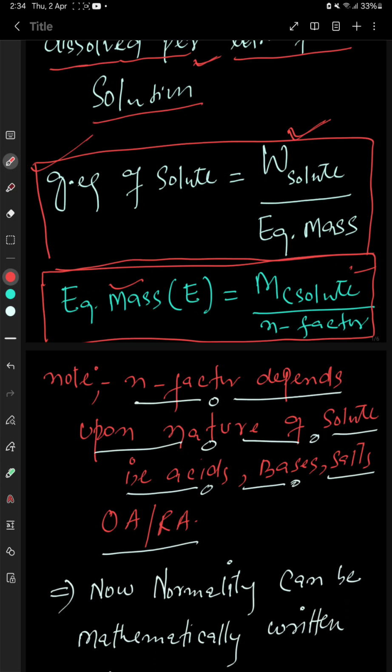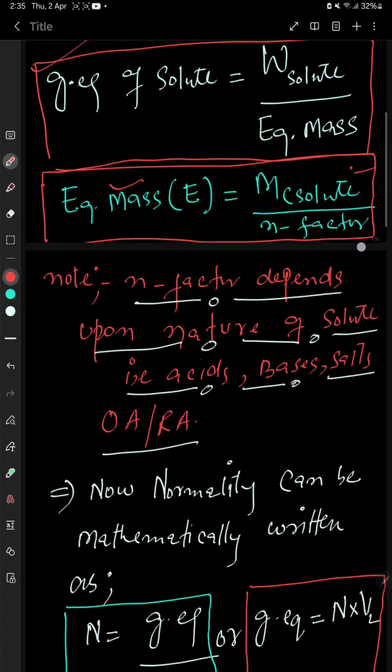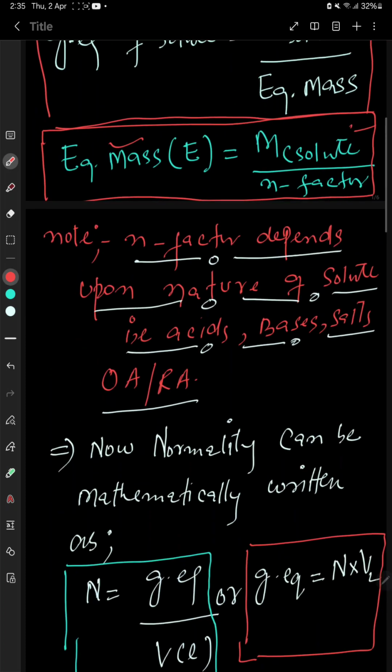So whenever you want to find the equivalent mass of any solute, you need to take two factors into consideration: its molar mass and n factor. So basically, one more important term is the n factor. What is this all about? As I have already written on the screen, the n factor depends upon the nature of the solute. If the solute is acidic, basic, a salt, or an oxidizing or reducing agent, its n factor is going to depend drastically on that nature.